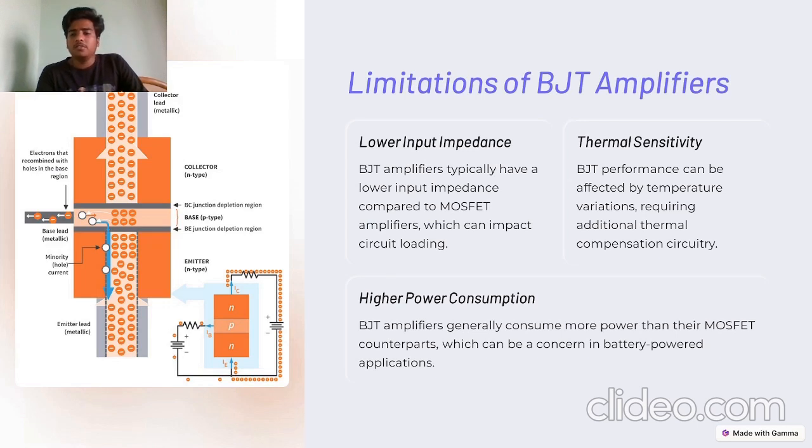Looking into the limitations of BJT amplifiers, the first limitation is lower input impedance. BJT amplifiers typically have a lower input impedance compared to MOSFET amplifiers, which can impact circuit loading. The second limitation is thermal sensitivity. BJT performance can be affected by temperature variation, requiring additional thermal compensation circuitry. The third limitation is higher power consumption. BJT amplifiers generally consume more power than the MOSFET, which can be a concern in battery powered applications.